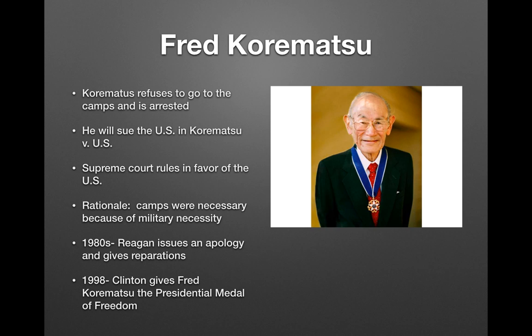Now, in the 1980s, Reagan is going to give an official apology to all Japanese Americans who were children in the camps, and also gave reparations. I think it was $20,000 for any child who went through this. And in 1998, Clinton will give Fred Korematsu, seen there on the right, the Presidential Medal of Freedom, and he will pass away shortly thereafter.